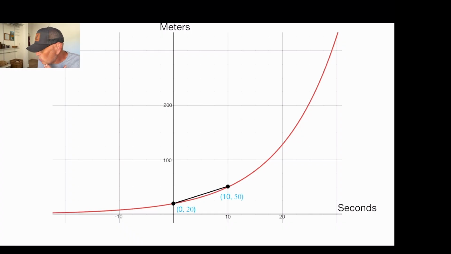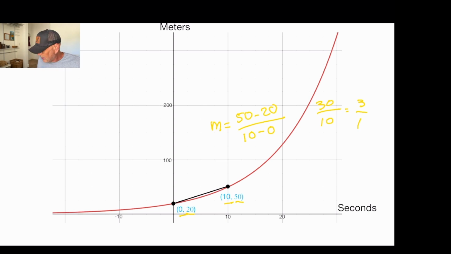So now with this secant line, I'm going to calculate the slope. Let's do that. My slope is rise, in this case 50 subtract 20, over run, which would be 10 subtract 0. Let's simplify that. I would have 30 on top, 10 on bottom. Further simplification leaves us with 3 over 1.